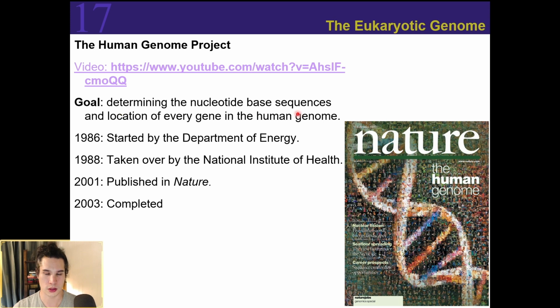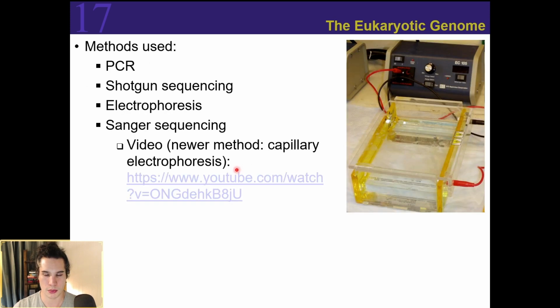So determining the nucleotide base sequences and location for every gene in the human genome. It was started in the 80s by the Department of Energy and then eventually taken over by the National Institutes of Health, or the NIH. And then in the early 2000s, it was eventually completed and published by Nature magazine, or Nature journal.